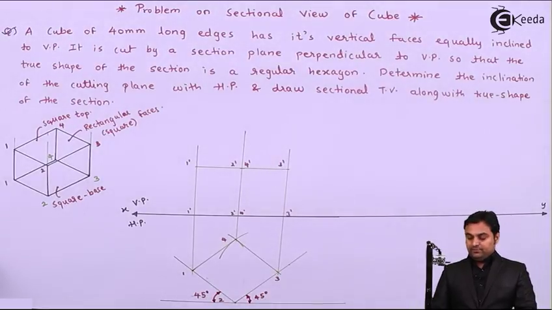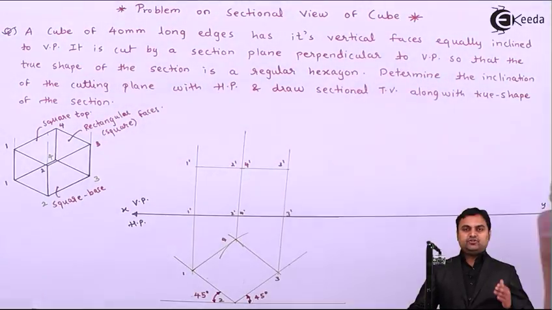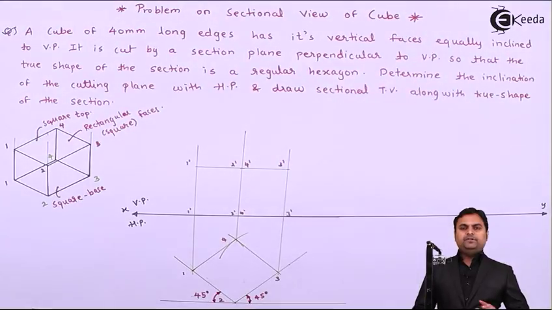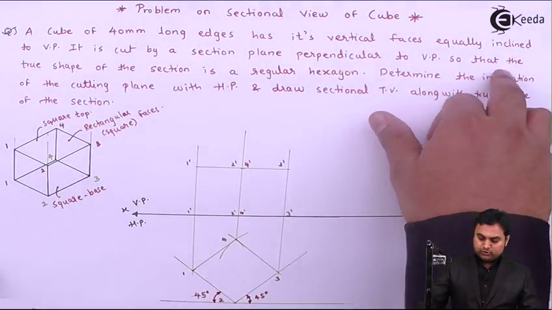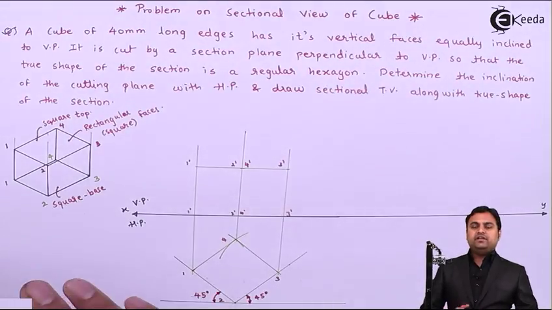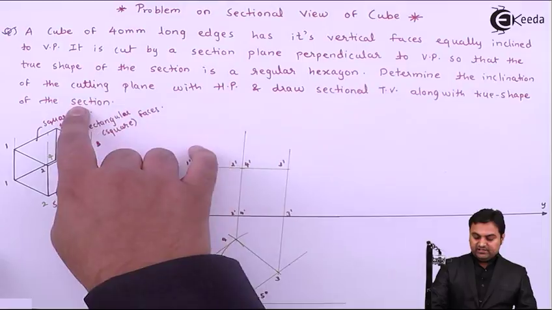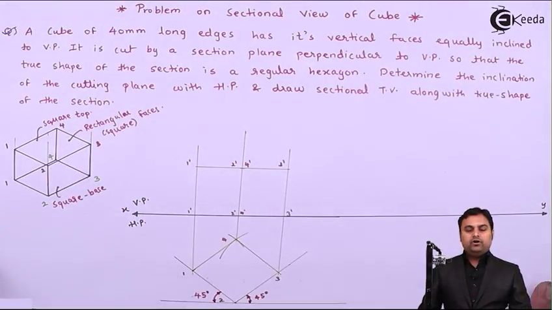After completing this, the condition is that it is cut by a section plane. This cube is cut by a section plane perpendicular to VP. Perpendicular to VP means it will be inclined to HP. That inclination will be seen in VP, so that the true shape of the section is a regular hexagon. It means first they have given us the true shape of the section, and then we determine the inclination of the cutting plane with HP and draw the sectional top view along with the true shape of the section.